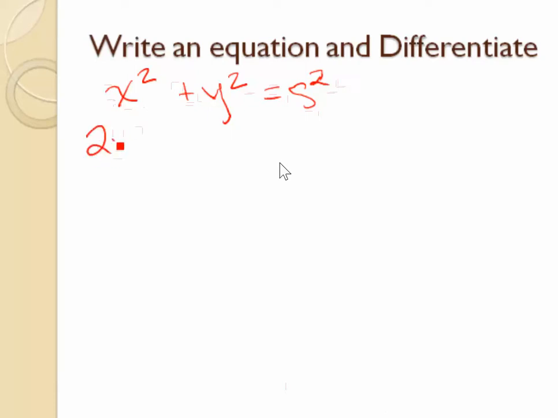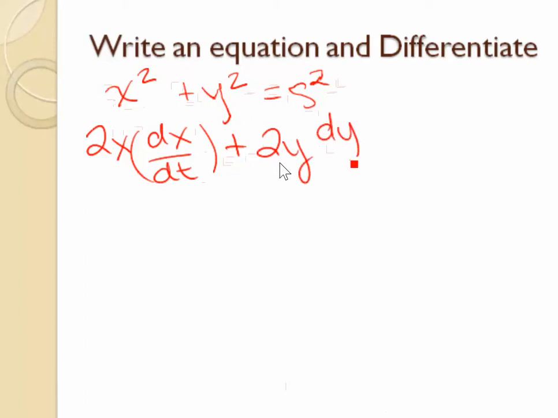Differentiating this, 2x dx/dt. We're doing this in relationship to time, so every time you take a derivative, you're going to put the appropriate derivative term next to it. Plus 2y dy/dt equals 2s ds/dt. So all we did was take the derivative.